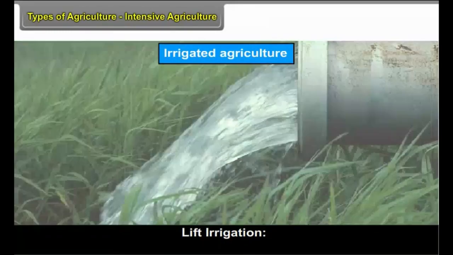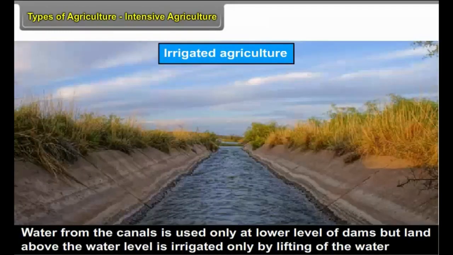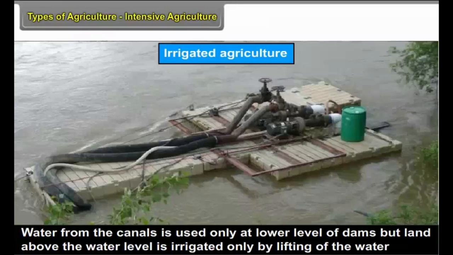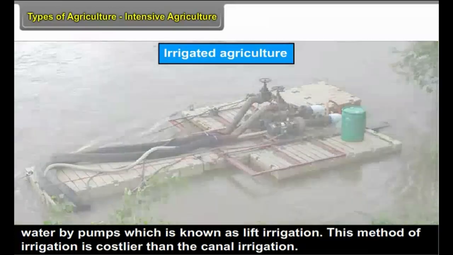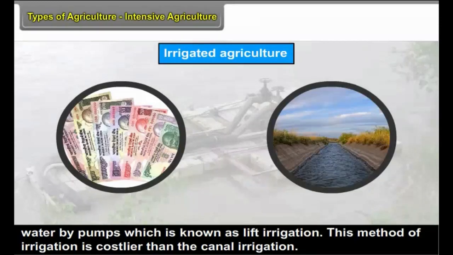Lift irrigation. Water from the canals is used only at the lower level of dams, but land above the water level is irrigated only by lifting the water by pumps, which is known as lift irrigation. This method of irrigation is costlier than canal irrigation.